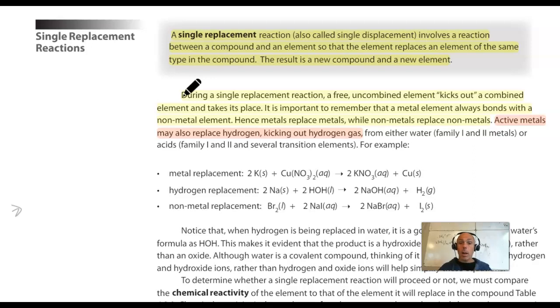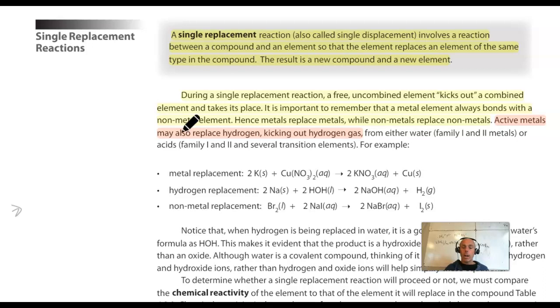Metals will always bond with nonmetals. So when the metal kicks out the metal in the compound, it will bond with the nonmetal that remains, and vice versa is true as well. Active metals, it says in red here, may also replace hydrogen. Hydrogen, as a cation, acts like a metal. It's positively charged, like metal ions are.